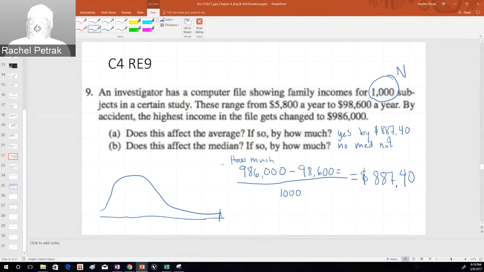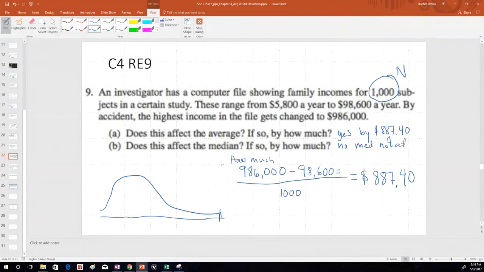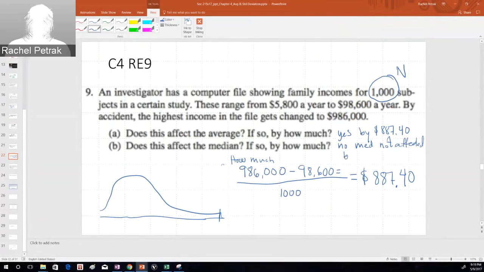So the median is still going to be the point at which 50% of the scores are below. 50% of the scores are going to be below the same point, and it doesn't matter if you change the highest point or if you change the lowest.